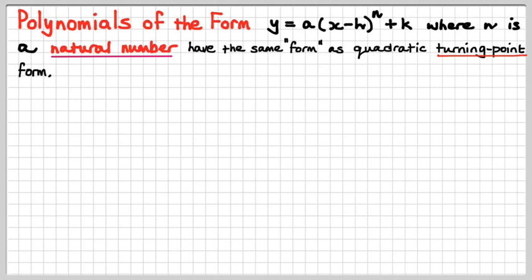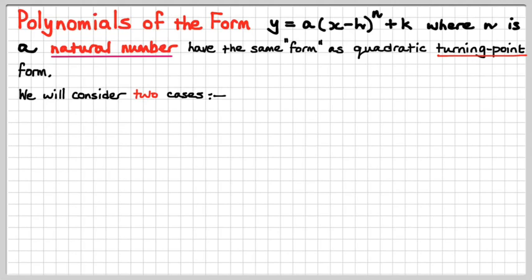Alright, now polynomial form, yes, that's what I was trying to say. y = a(x − h)^n + k, where n is a natural number. These have the same form as quadratics in turning point form, the same form of the equation, but some of them aren't turning. So please don't think that I mean that they're turning, because if the exponent is even, they do. If the exponent is odd, they don't.